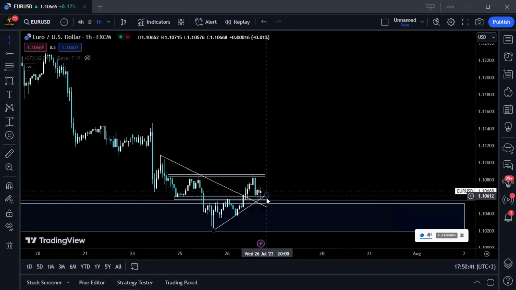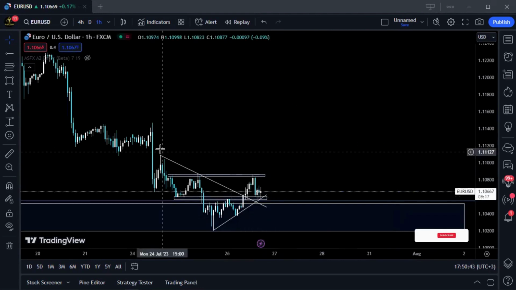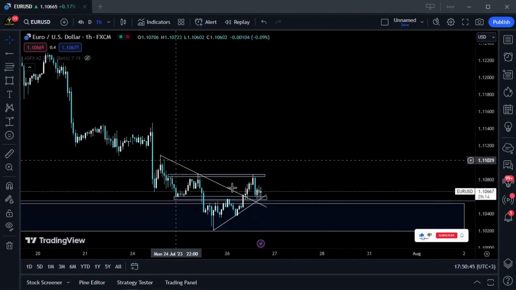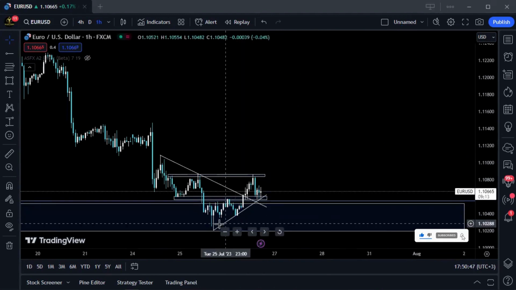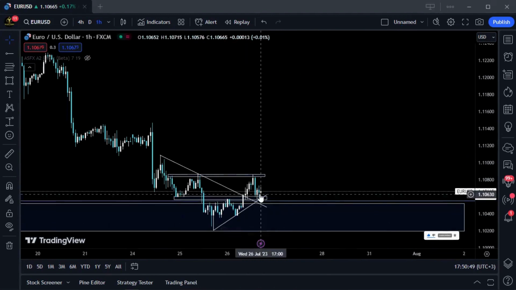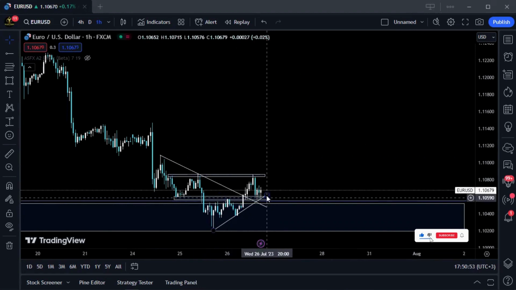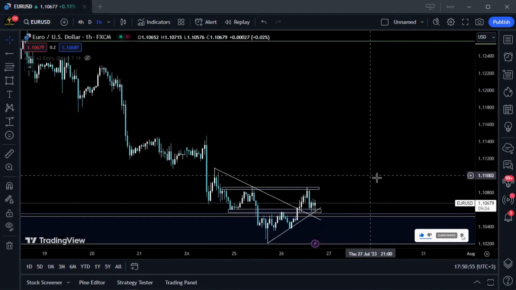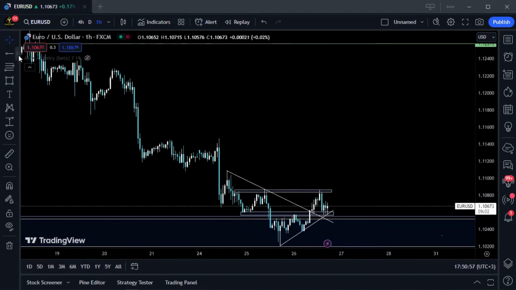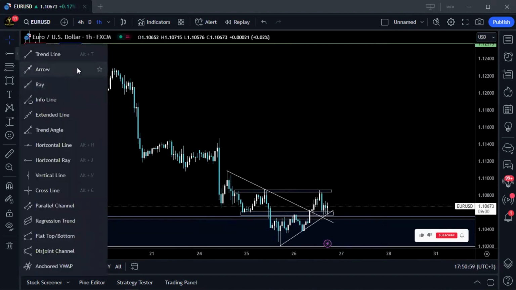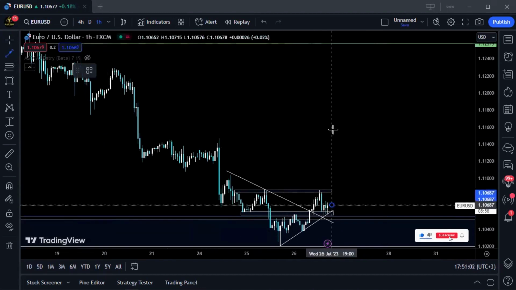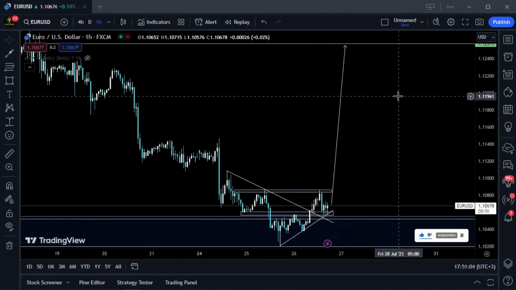On the Euro USD, obviously we can see prices have broken above this descending trend line, and it has retested this ascending trend line, confluencing with this support structure. So from here, we need to anticipate to see prices take off and push higher. So Euro USD, I'm anticipating to see prices do that.